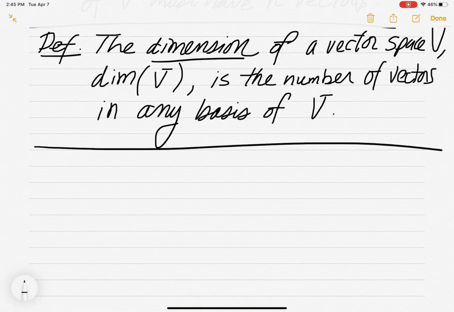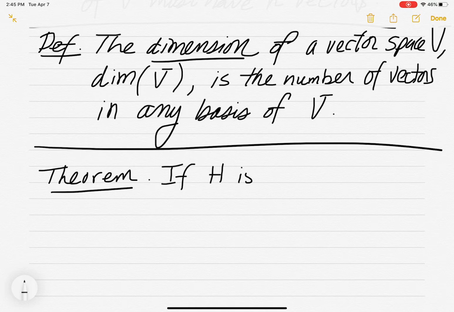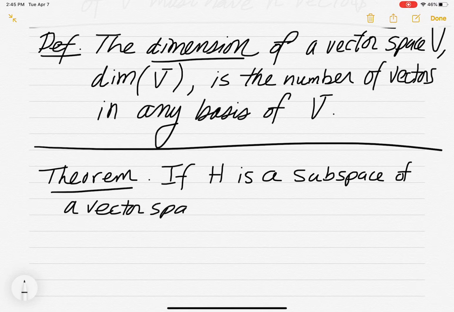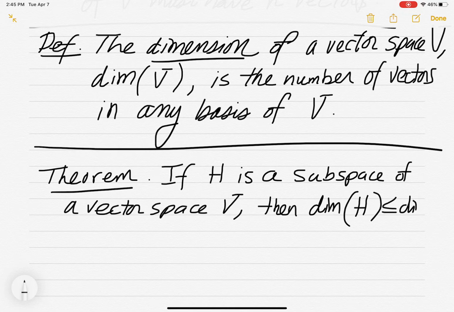All right, here's another important theorem. I'm not going to prove this one. We don't want to get too involved in these heavy proofs. These are really heavy proofs in this section if you really want to prove things properly and nail it down 100%. Here's another result. If H is a subspace of a vector space V, then the dimension of H has to be less than or equal to the dimension of V.